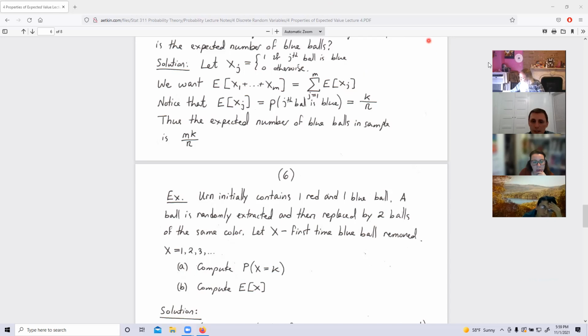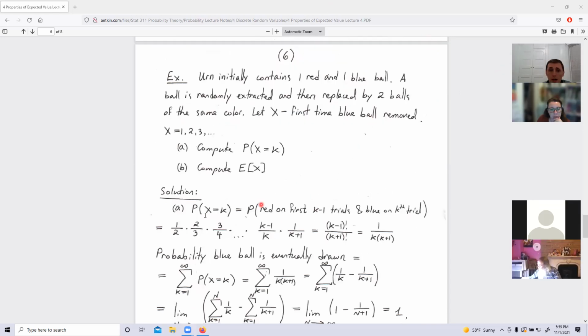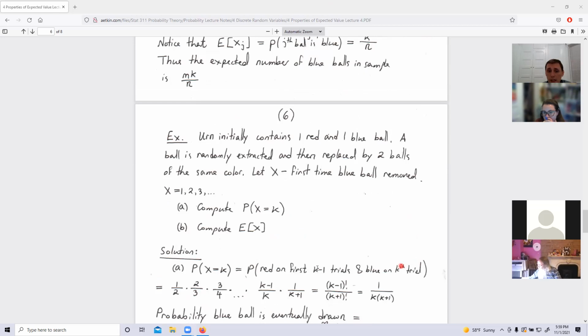All right, let's try to solve it together, guys. So red is on the first k minus 1 trials, and blue on the kth trial. What does it mean? It means we don't remove blue all the way until the k minus 1 removal, it's still red. So red in the first k minus 1 removals, blue is the last removal. So first is 1/2, next is 2/3.